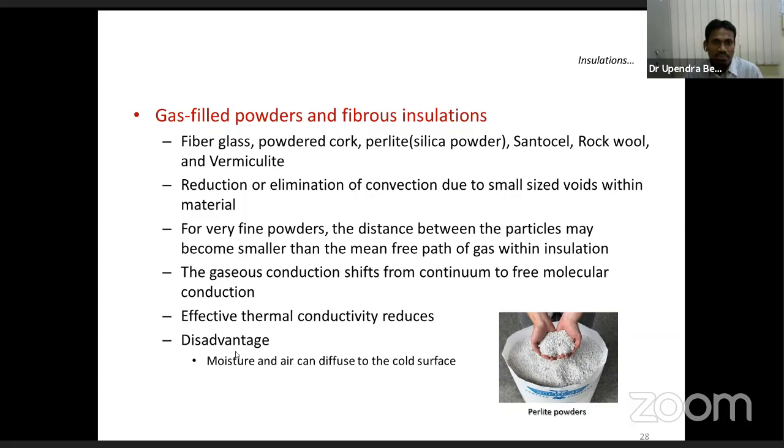But the disadvantage of this type of insulation is that moisture and air can diffuse to the cold surfaces, and again it will create more heat transfer and effectiveness reduces.